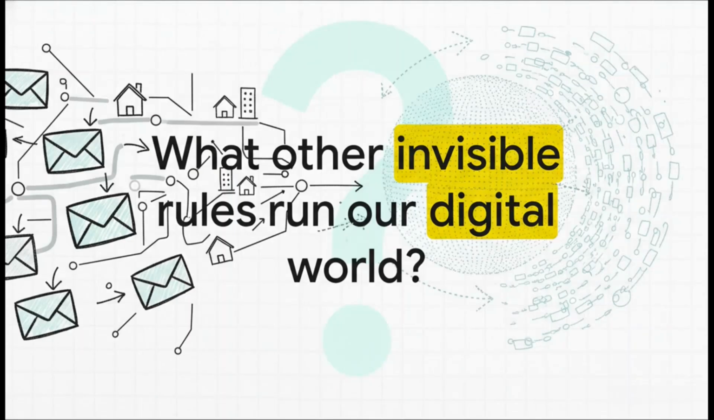So there you have it. The secret to the internet's multitasking ability isn't magic at all. It's just a really clever system of street addresses and office numbers. Now that you know about ports, it kind of makes you wonder, what other invisible rules and architectures are quietly making our entire digital world possible?